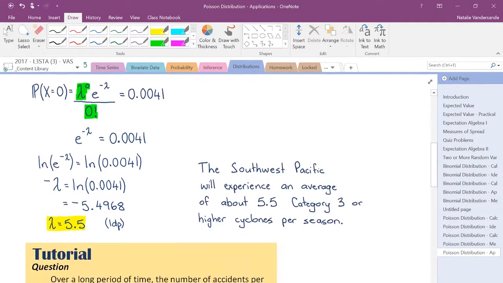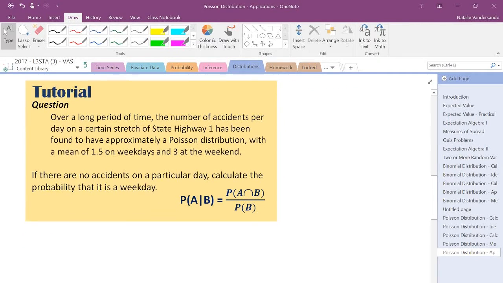Taking a look at our second example, over a long period of time, the number of accidents per day on a certain stretch of State Highway 1 has been found to have approximately a Poisson distribution, with a mean of 1.5 on weekdays and 3 at the weekend. If there are no accidents on a particular day, calculate the probability that it is a weekday. This is an example of a conditional probability that we are going to use a tree diagram for. So drawing that first.